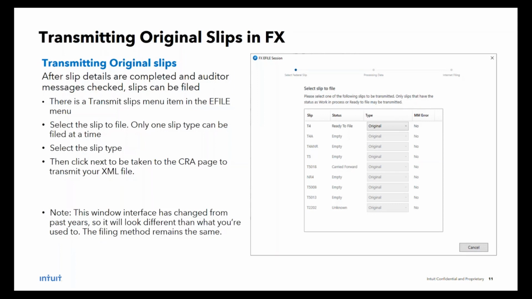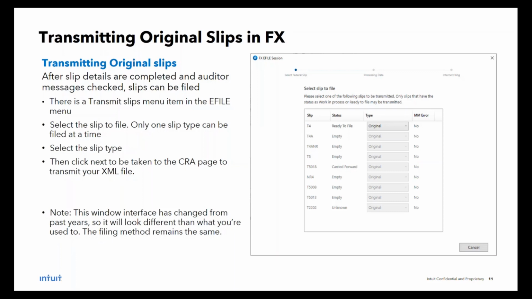So there's a transmit slips menu option under the e-file menu in the top toolbar. So you'll select that, and then you'll select the slip that you're trying to file. And then just keep in mind that only one slip type can be filed at a time. And then after that, you'll select your slip type. So whether it's original, amended, or canceled. In this case, we're doing the original slips.